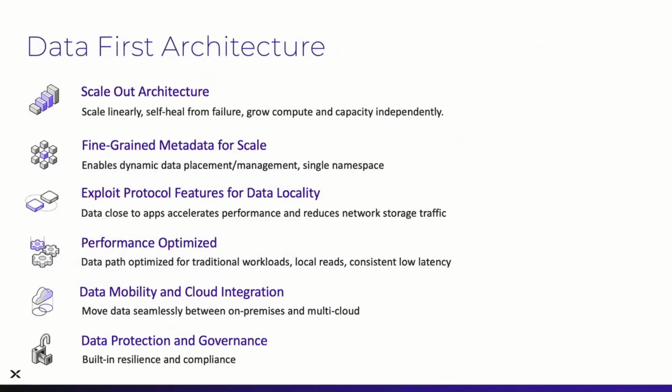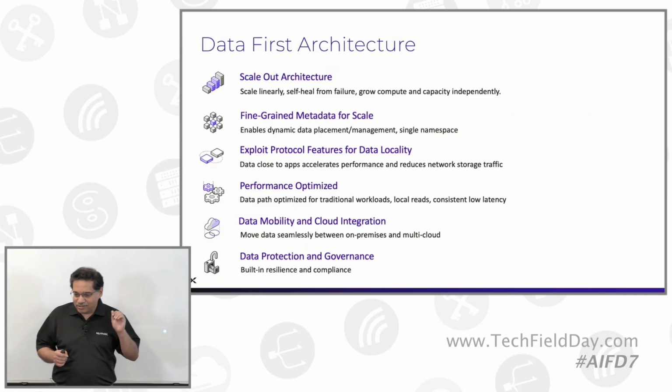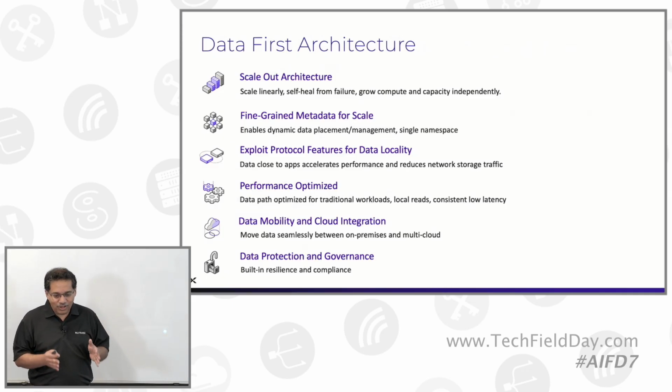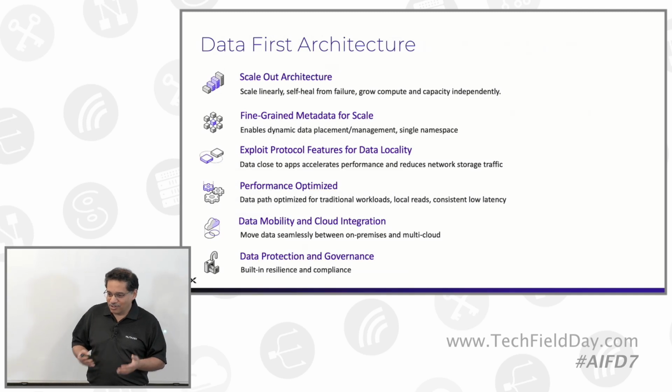Okay, so before I go into the details of our platform, I want to set the stage on what our principles are. How did we go about building this architecture? The first thing is that the center of everything we do, everything we do for performance optimization, is data. It's a data-first architecture. The foundation of our architecture is scale out. We want to be able to start small, and as the performance, compute, and workload needs increase, we scale linearly.